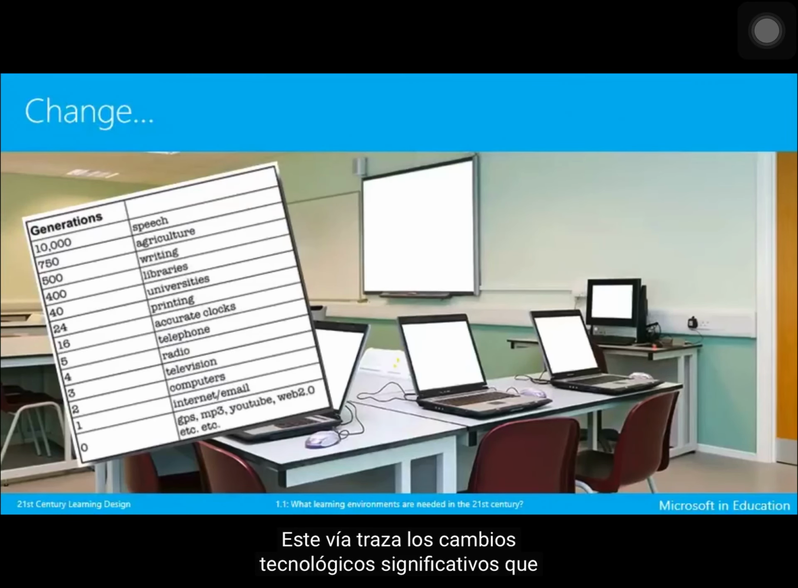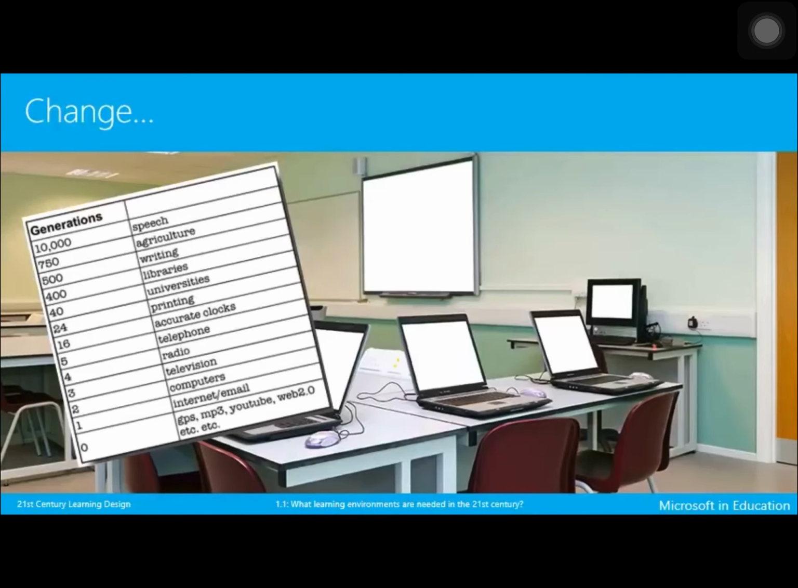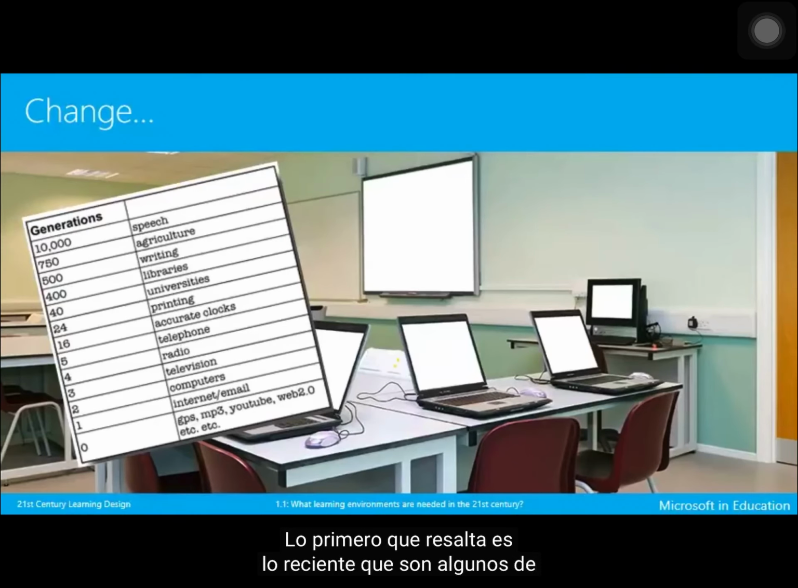This chart maps significant technological changes that have occurred in human cultural evolution, along with a generational timeline of each change. A generation is around 25 to 30 years. There are two things that stand out on the chart. First, what jumps out is how recent some of these changes are. For instance, speech, a capability that distinguishes us from the rest of the animal kingdom, possibly only emerged about 10,000 generations ago. The next big step, agriculture, took another 9,250 generations to develop.